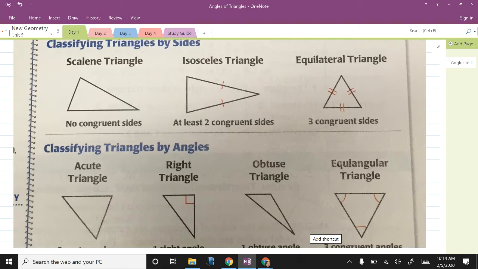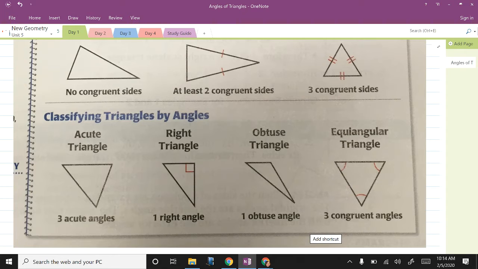We can also classify triangles by their angles. There are four ways we can classify triangles by their angles. The first one is an acute triangle. An acute triangle has all angles less than 90 degrees. If all three angles are less than 90 degrees, they're all acute angles, and it's an acute triangle.